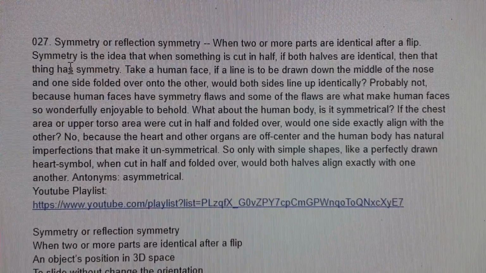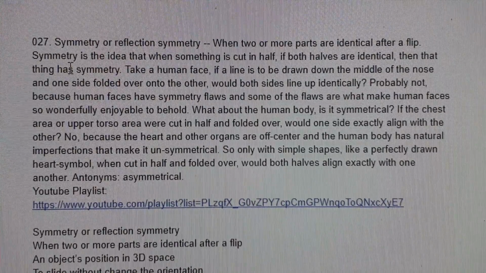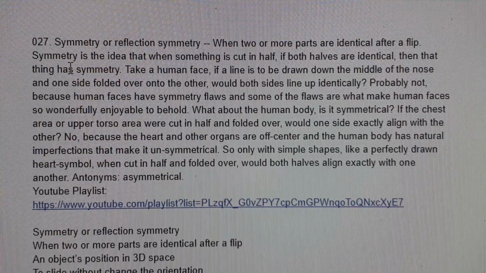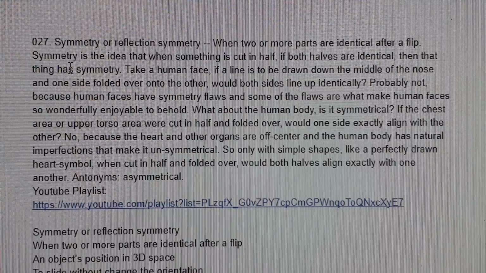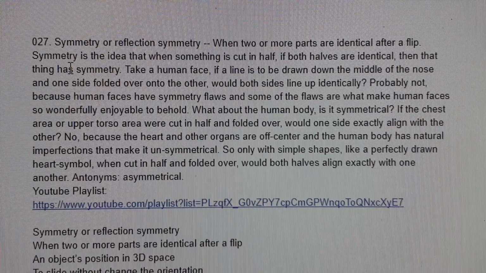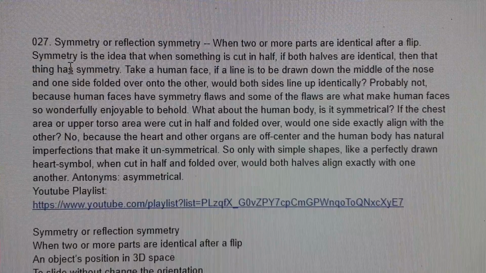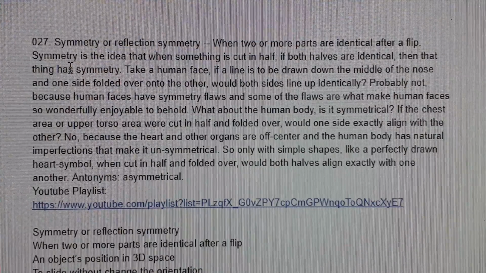Symmetry, or reflection symmetry: when two or more parts are identical after a flip. Symmetry is the idea that when something is cut in half, if both halves are identical, then that thing has symmetry. Take the human face.